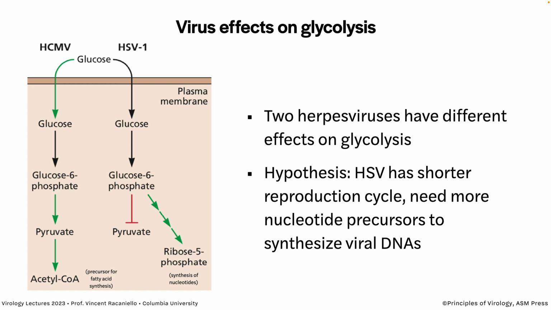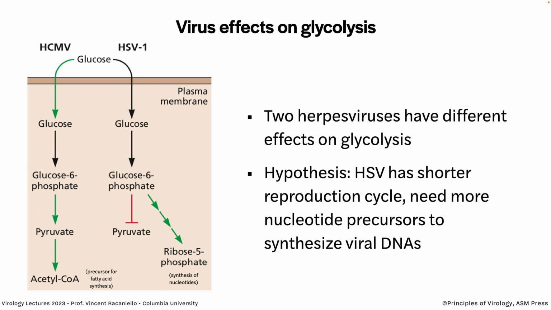Herpes virus, on the other hand, doesn't stimulate the uptake. It deals with normal amounts of glucose uptake. It does not bring it to pyruvate, but rather shunts it off that ribose 5-phosphate pathway that I noted just previously. So herpes simplex appears to prefer the synthesis of nucleotides rather than lipids.